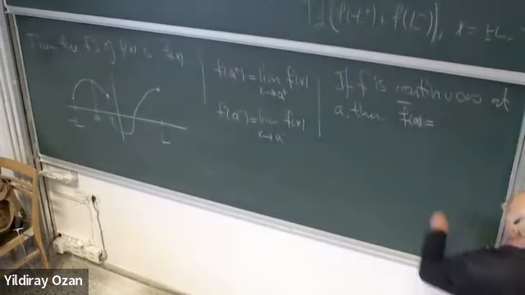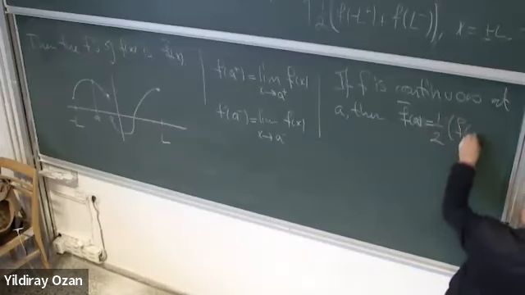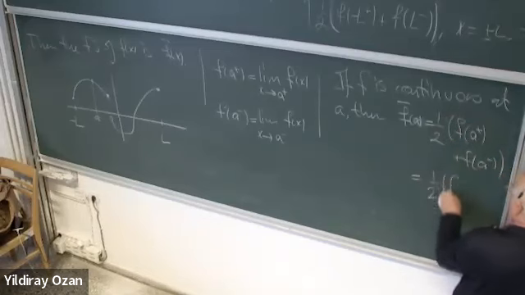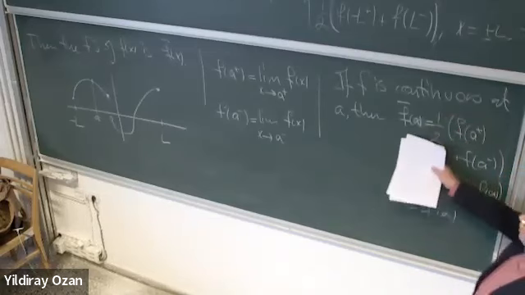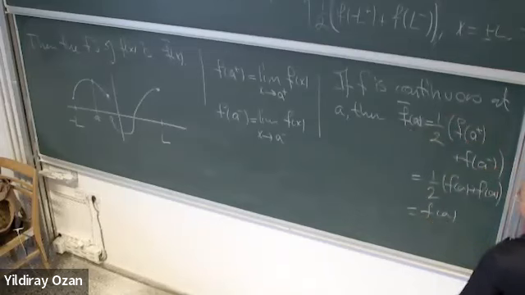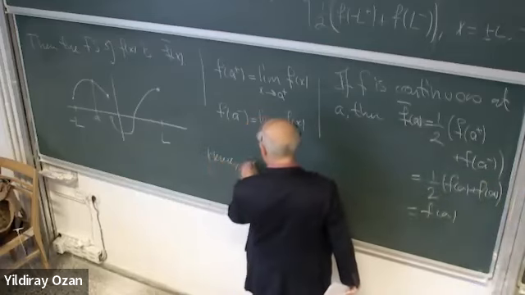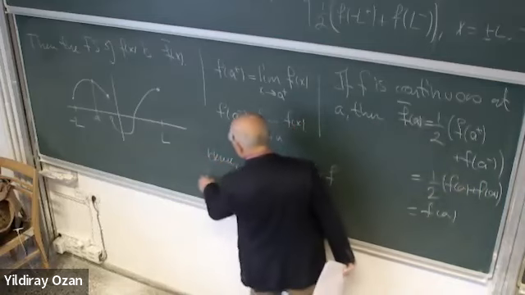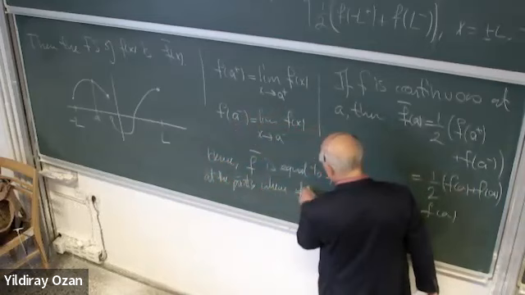So, what is this? This is just the left limit. So 1 over 2 times the right limit plus the left limit at A. But if f is continuous, then both limits are equal to f of A. So this is f of A, this is also f of A, so this is f of A. Therefore, this adjusted function is equal to the original function at the points where f is continuous. So hence, f bar is equal to f at the points where f is continuous.